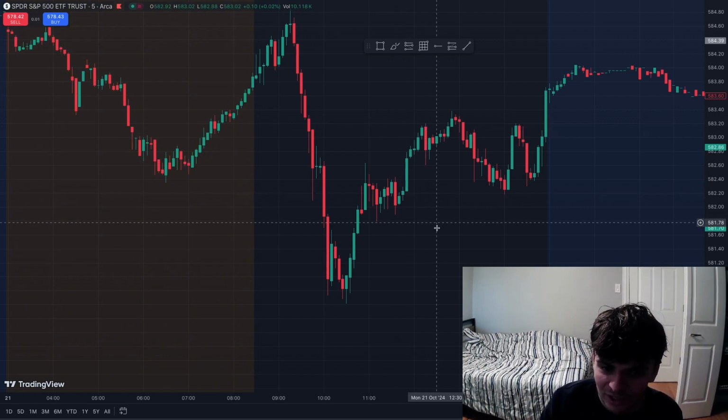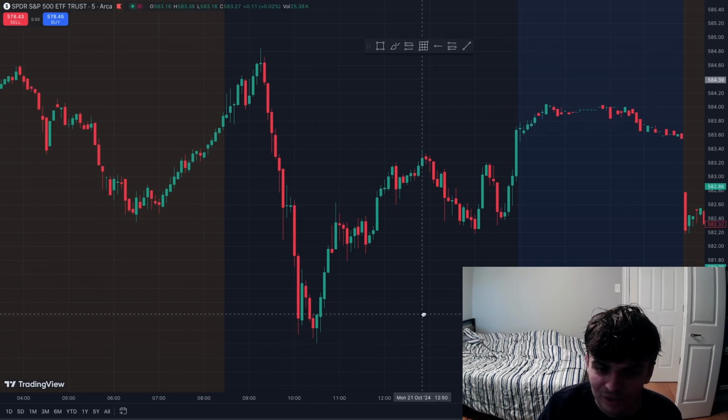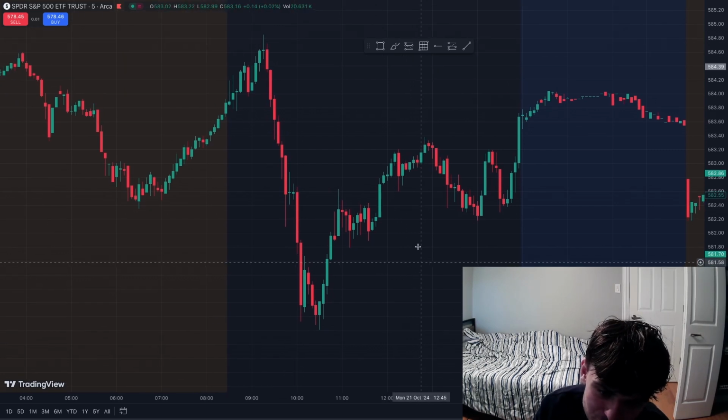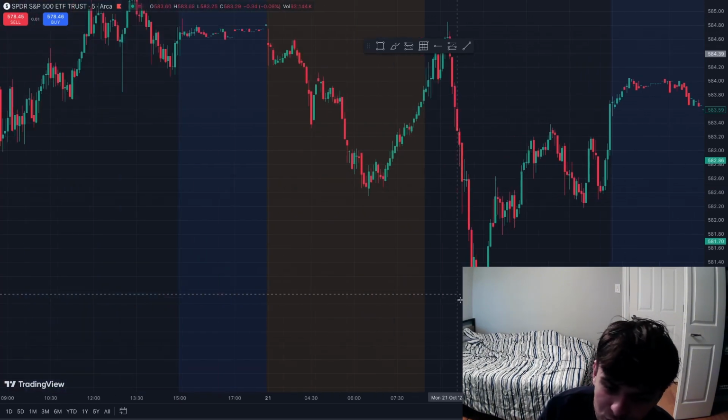This one would have ended up playing out. It even came back into it again and played out. But a lot of reasons, like I want to show you guys with fair value gaps, is I like using them as retracement tools and retracement tools only.